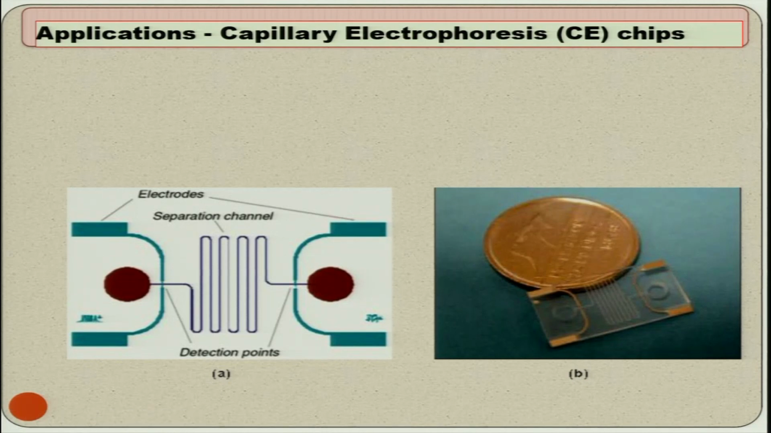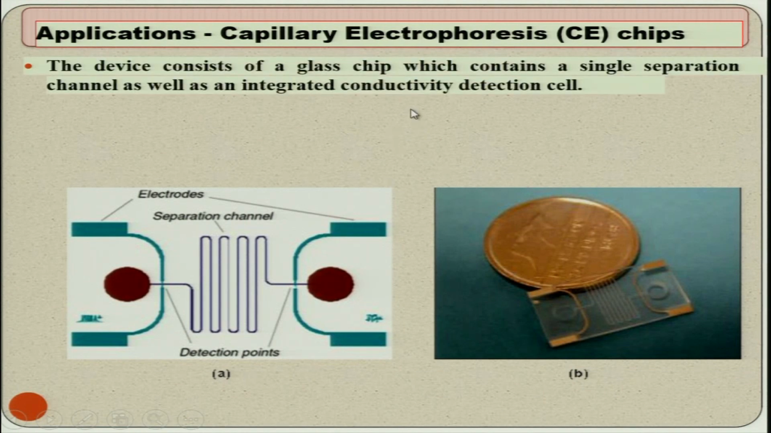Now, applications: capillary electrophoresis chips. Very interesting applications you can see over here. The device consists of a glass chip which contains a single separation channel as well as an integrated conductivity detection cell. You can clearly see these are the two electrodes shown over here and these are the separation channels. Channels are being made, you can see clearly here separation is there, and these are the detection points and these are the holes or the circular feature created over here.